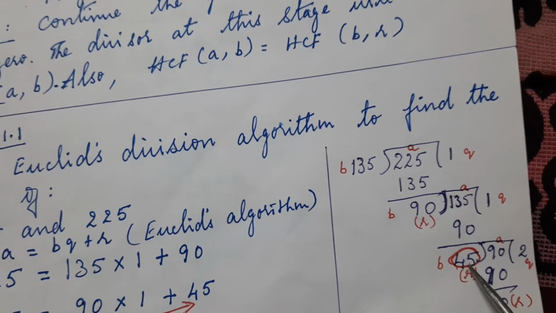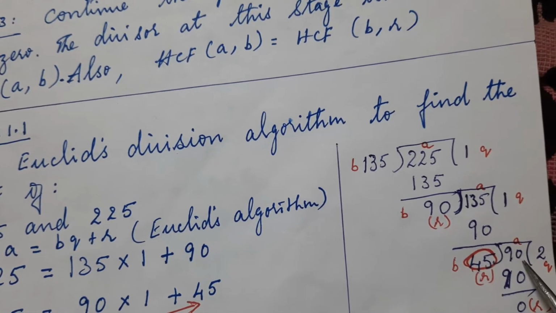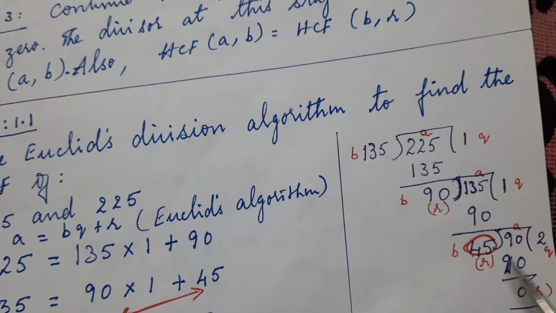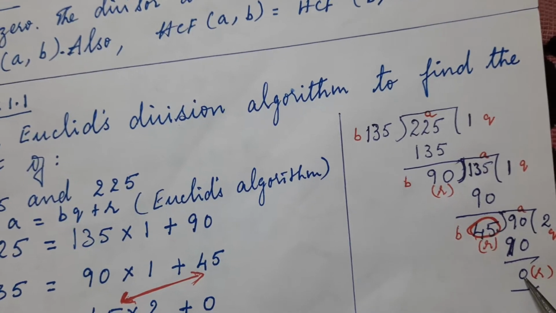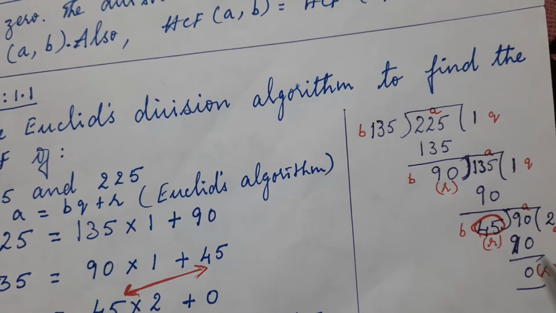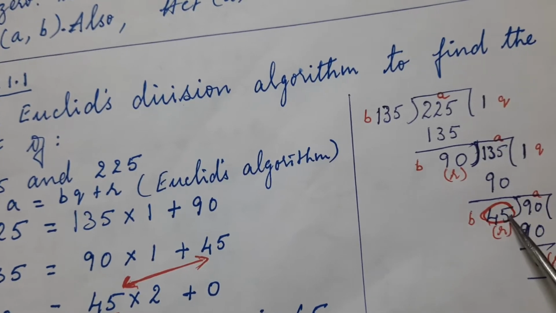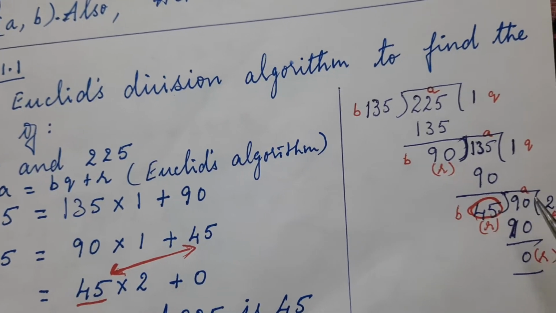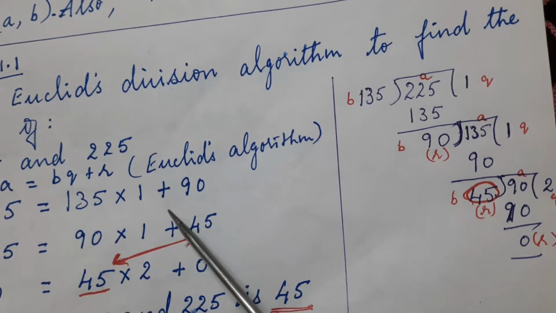Again, it is not equal to 0. So what am I going to do? I'll bring this divisor inside. It becomes the dividend. 90 divided by 45. That is 2 into 45 is 90. Now I got 0, so I have to stop. When you get 0, the last divisor, the one that gave you 0, is your HCF. Actually, this is the long division method. After doing this, we can just substitute this in the lemma algorithm.